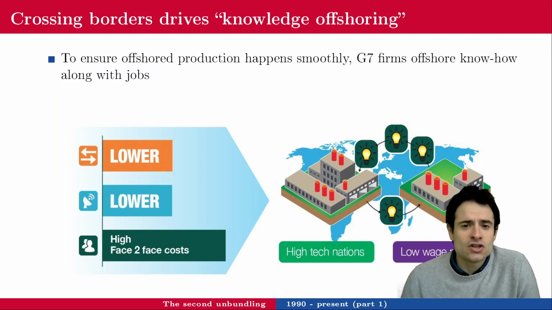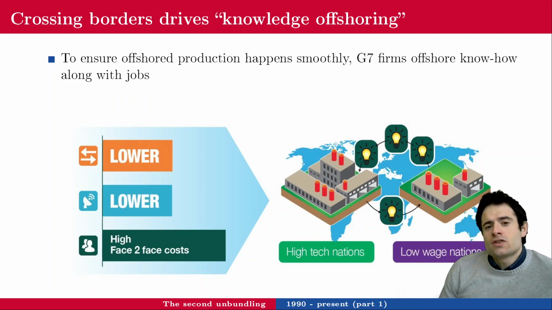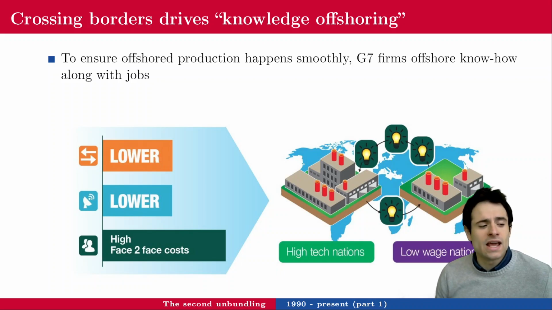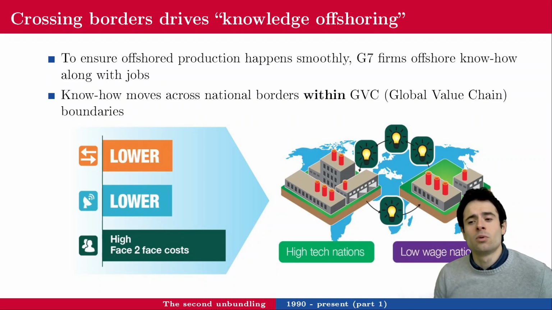So now the high-tech nations, the ones who have the production process, the know-how, are going to turn to low-wage nations because they can pretty much teach those workers how to produce the goods the exact same way G7 workers are already doing it. So that would represent a huge decrease in production costs. Know-how moves across national borders within the global value chain. And I'm going to define what a global value chain is.